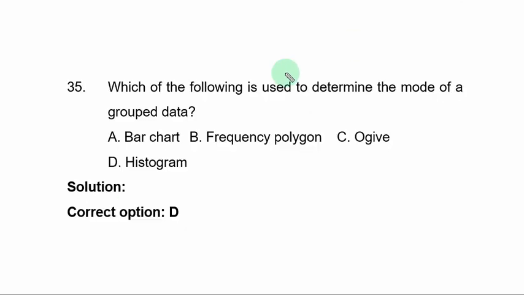Question 35. Which of the following is used to determine the mode of grouped data? If you are conversant with data presentation, you understand that the tool used to estimate the mode is the histogram, while the ogive is used for median, quartile, decile, and percentile. So for this question, histogram, option D, is the correct option.